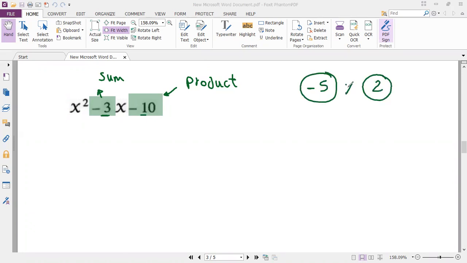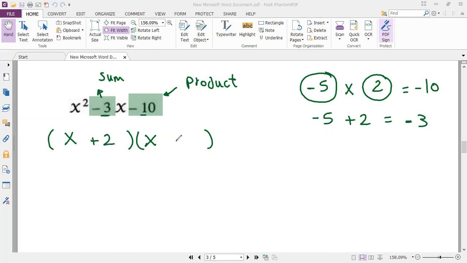Try to check it. Negative 5 multiplied by 2 is negative 10. And negative 5 plus 2, when adding them, equals negative 3. So we can factorize it as x and x. And we have negative 5 and we have 2. So 2 is positive and negative 5 is negative. We can write 2 here or here, in any place. So we write here plus 2 and we write here minus 5. This is the factorizing of x squared minus 3x minus 10.